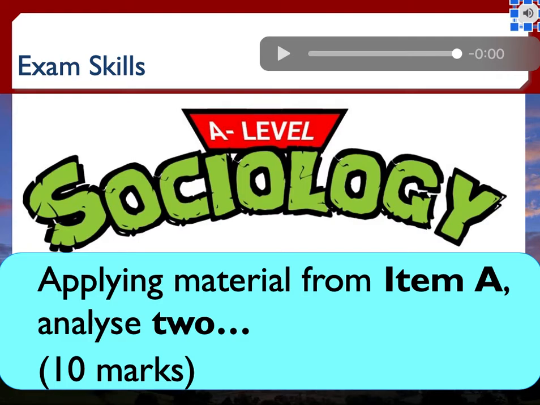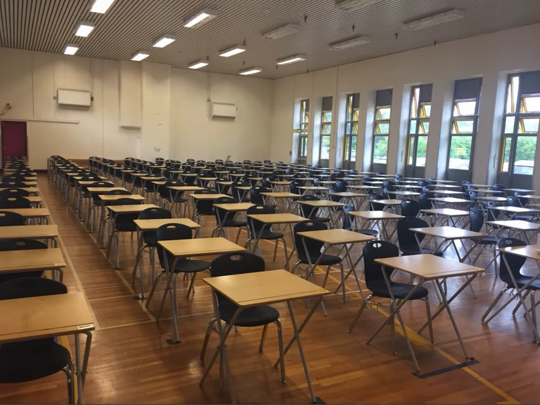In this section, I'm going to be looking at the technique for this type of 10-mark question. The idea here is that you can take this framework for answering questions into the exam hall and apply it to the questions that you'll be set for your final exams.